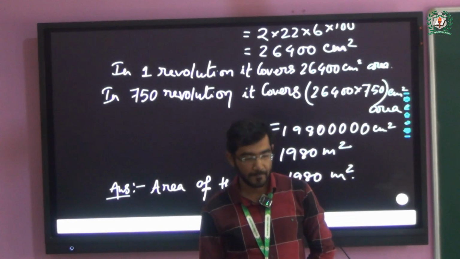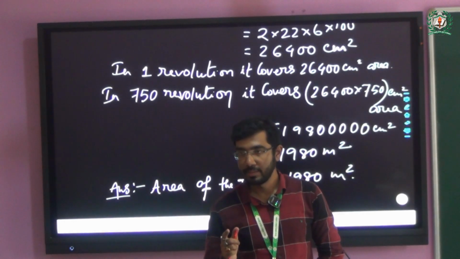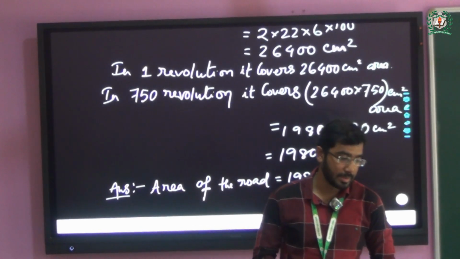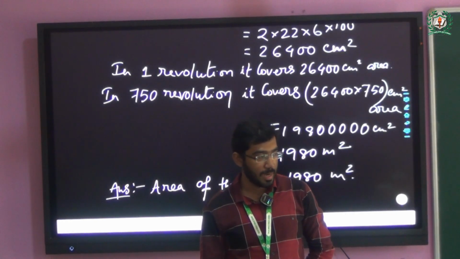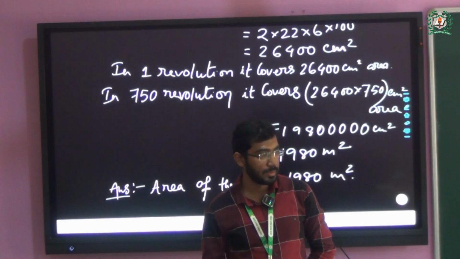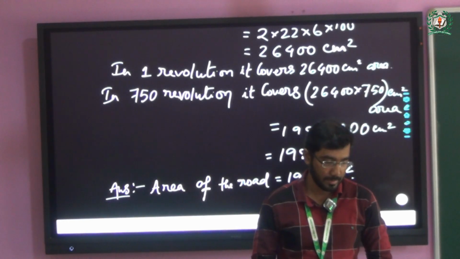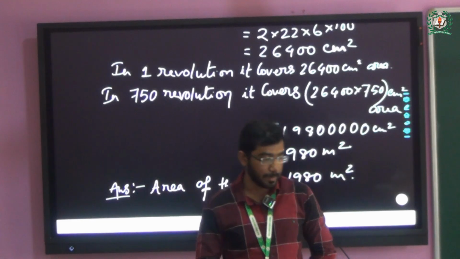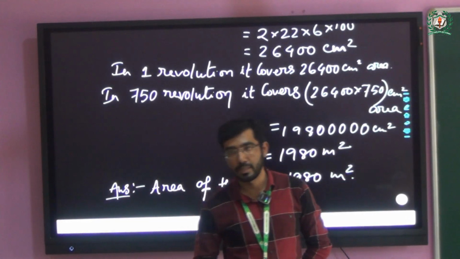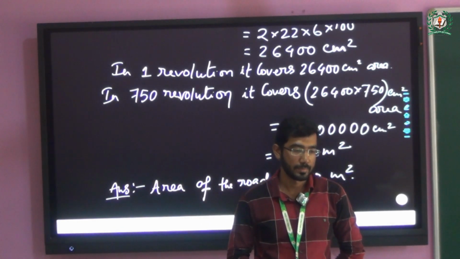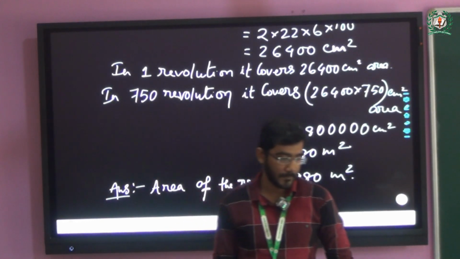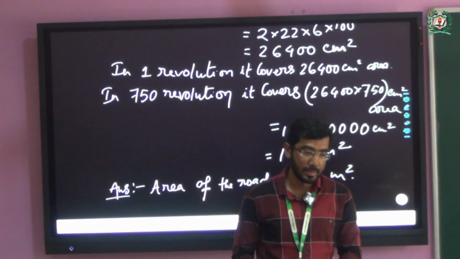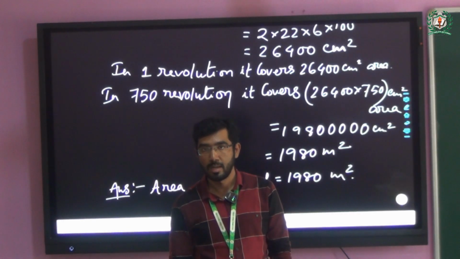If the radius of a cylinder is doubled and height is halved, what change will happen in its curved surface area? If the radius is doubled and the height is halved, what change will happen in its curved surface area? Solve it. Think. If the radius is doubled, previously the radius is something, now we have doubled it. Height is halved.